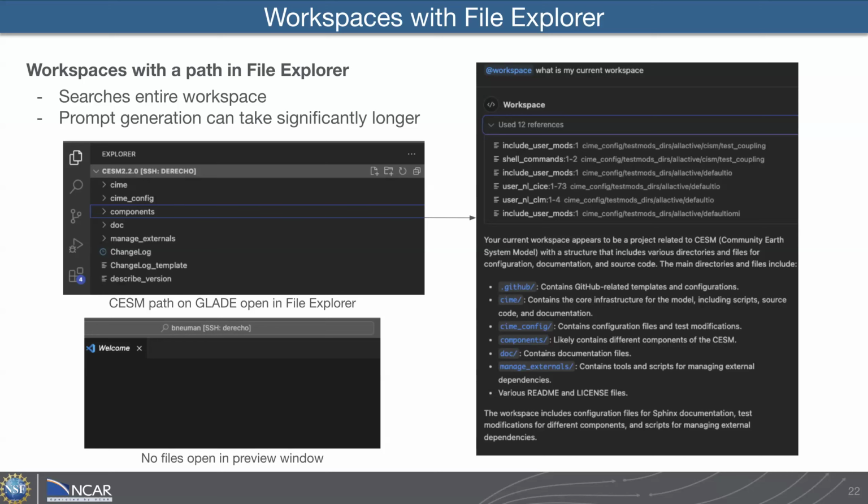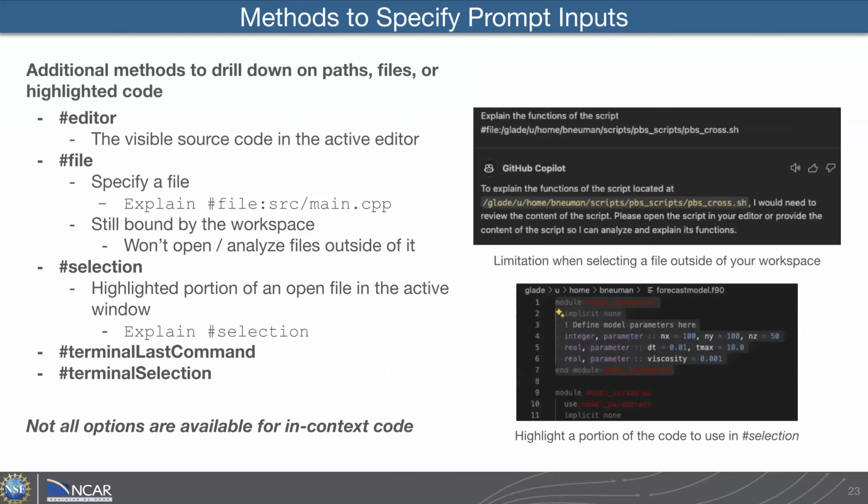So you can combine this. You can have additional drill-down functionality if you wanted to look specifically at what's open both in your workspace and in the editor. Or if you wanted to look at just a specific file, with these additional pound signs that you can use in the chat, I'll go over an example for this specific file, if you wanted to explain only one file within that workspace.